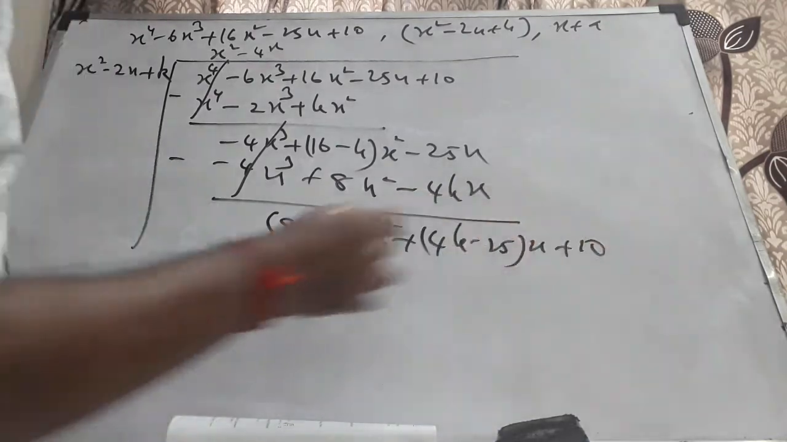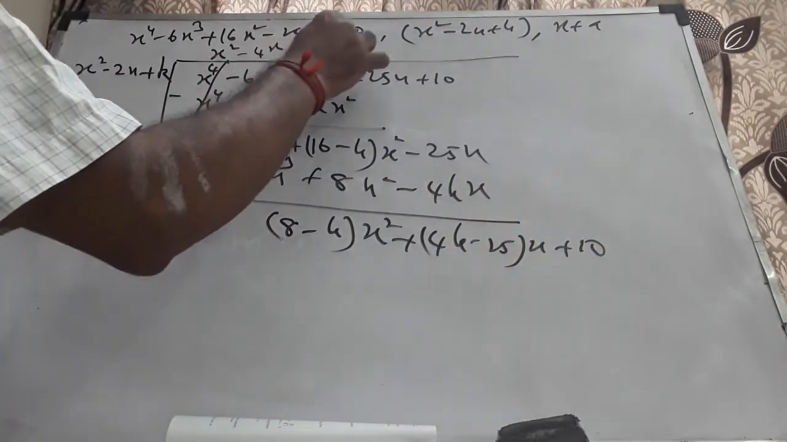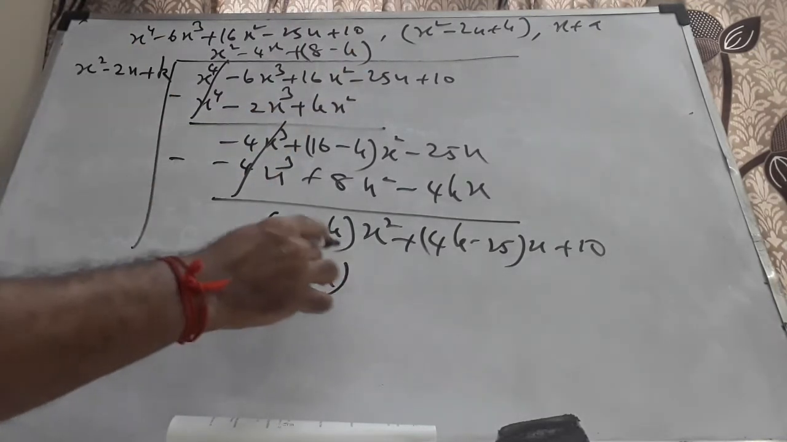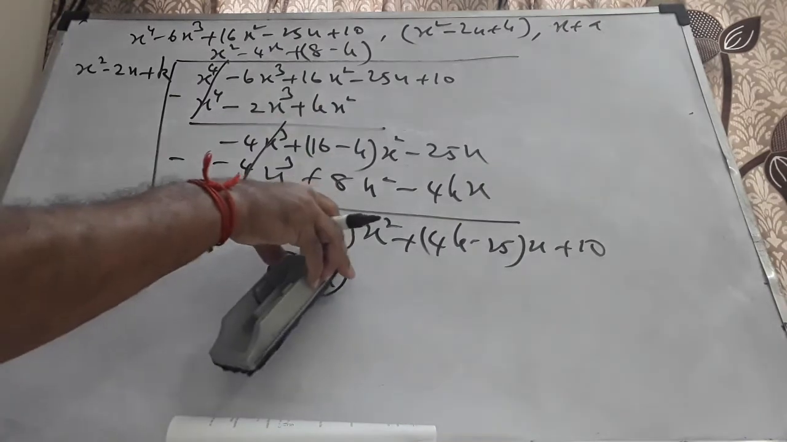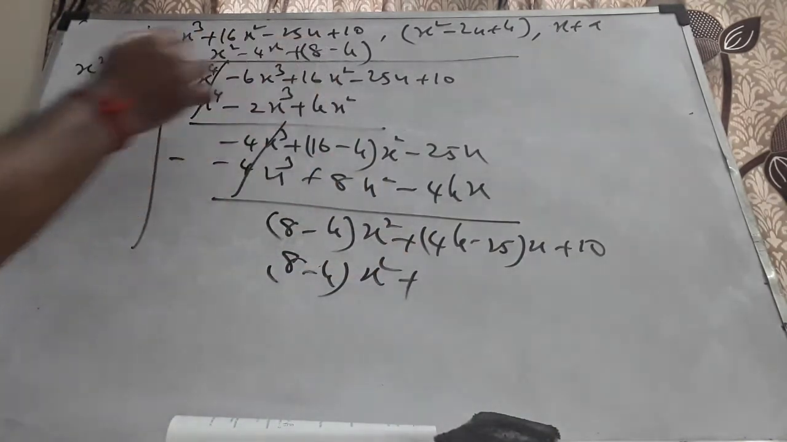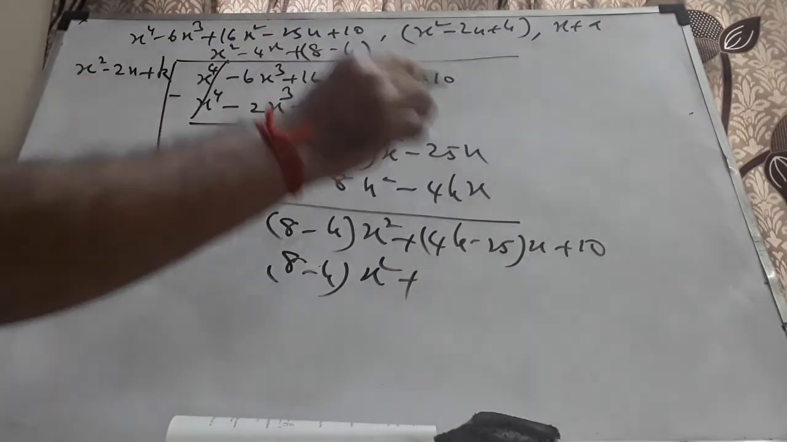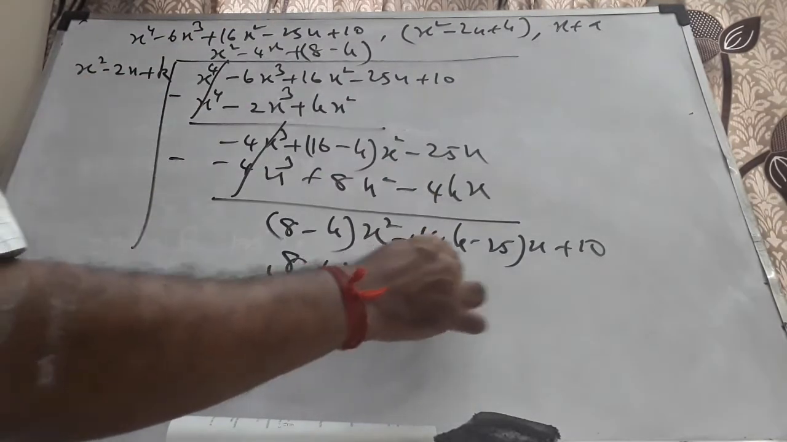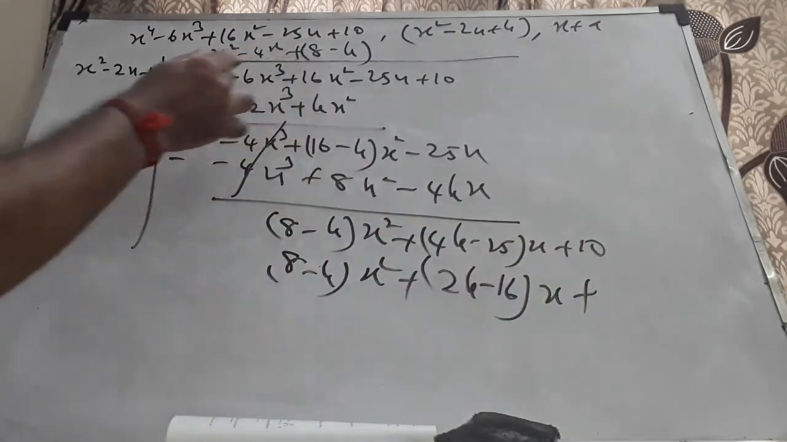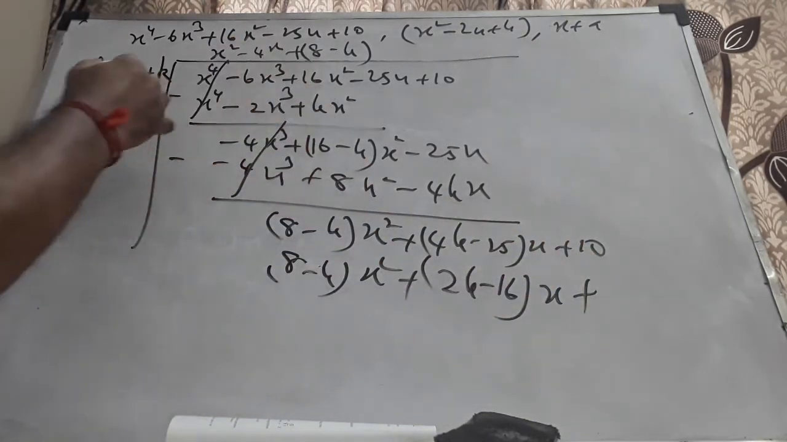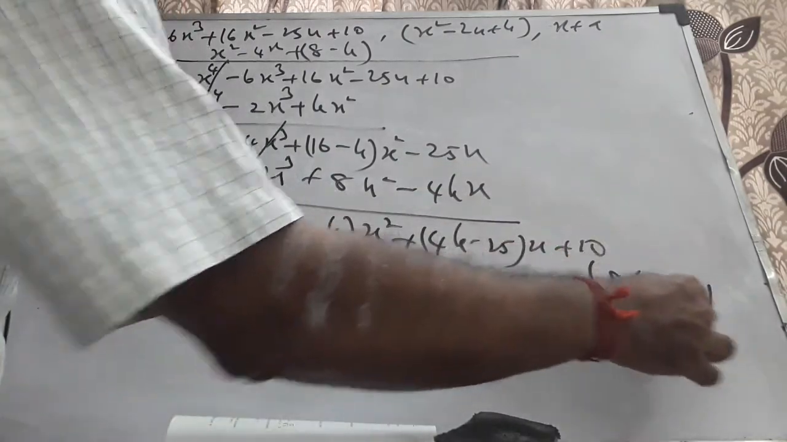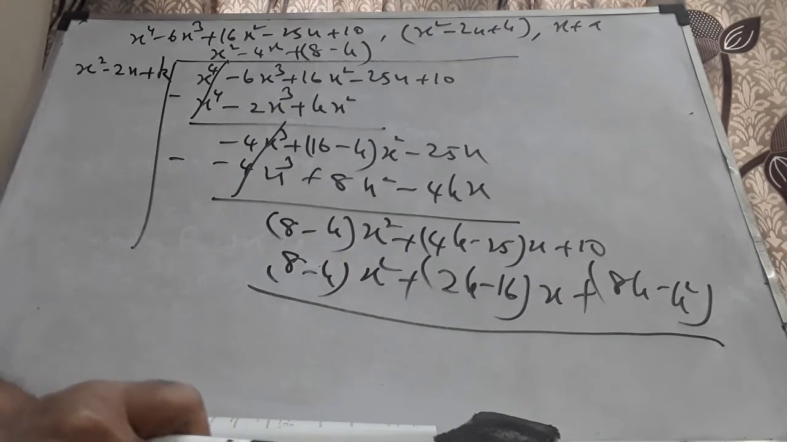I'll bring this 10 down. For here, I'll get plus 8 minus k. Therefore, 8 minus k into x square is 8 minus k x square. Then only this will get cancelled. Here, of course, this will become 2k minus 16 into x. Here, of course, this will become 8k minus k square. Okay, I did it.